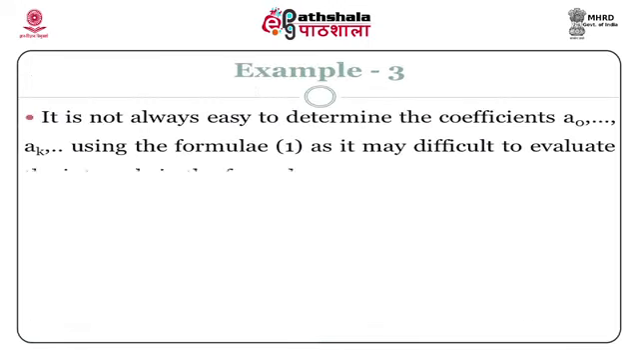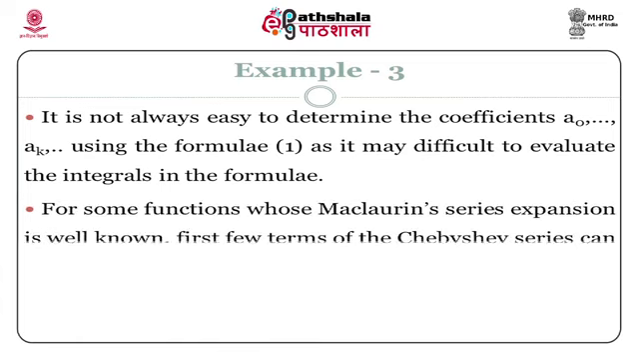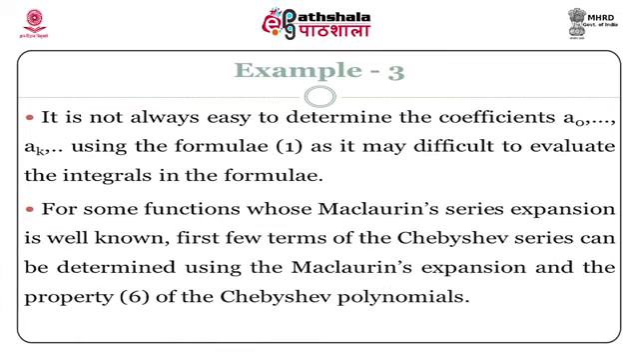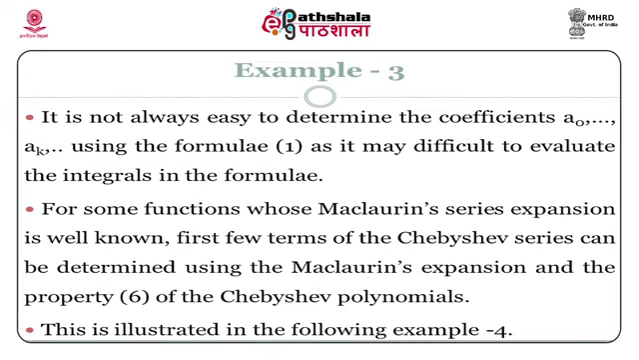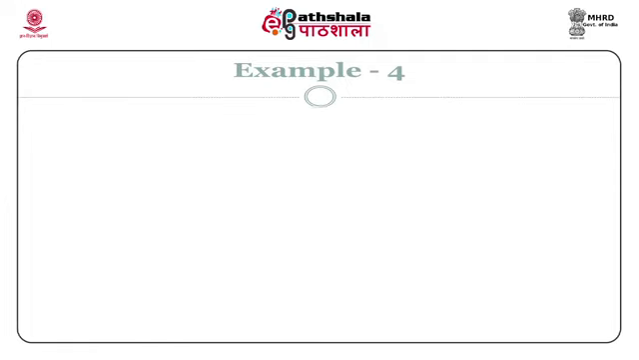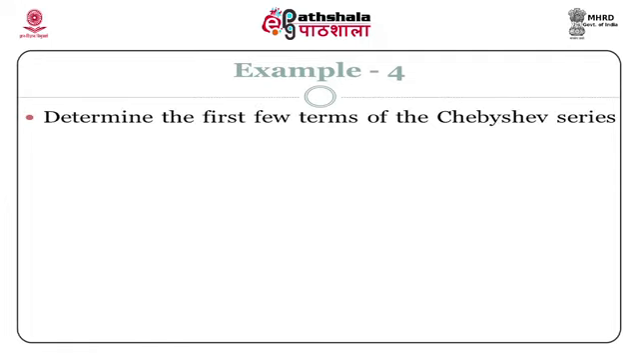It is not always easy to determine the coefficients a0, ak using formula 1, as it may be difficult to evaluate the integrals in the formulae. For some functions whose Maclaurin series expansion is well known, the first few terms of the Chebyshev series can be determined using Maclaurin's expansion and property 6 of the Chebyshev polynomial. This is illustrated in the following example 4, which says: determine the first few terms of the Chebyshev series of the function f(x) equal to cos x.